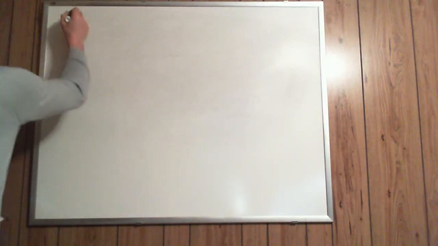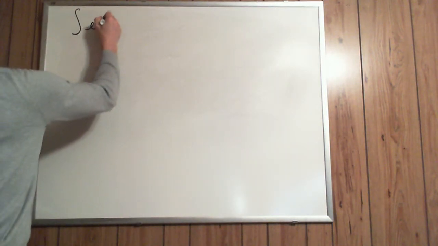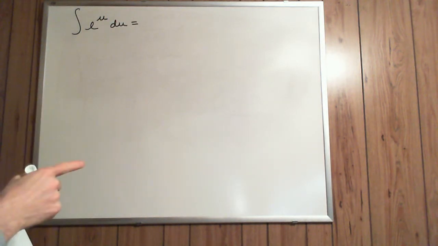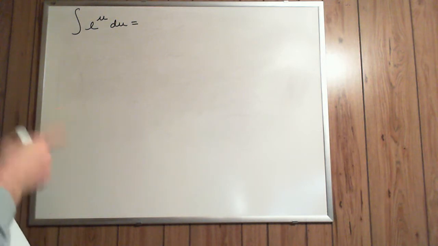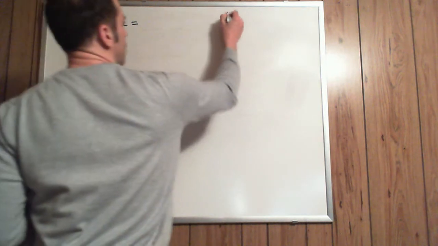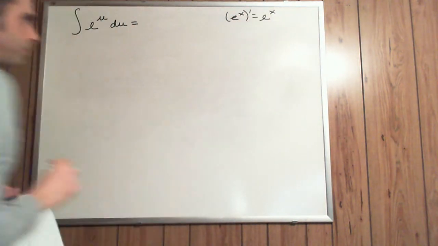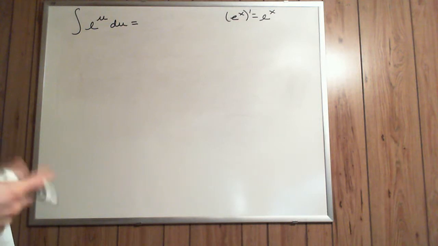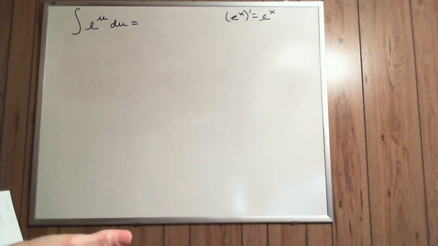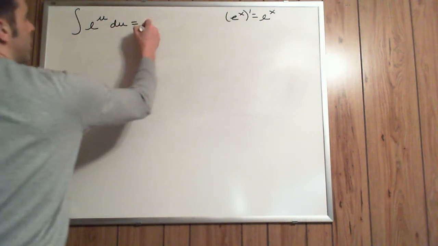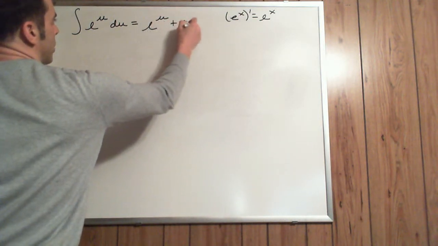Okay, so here in this video we're going to tackle the remaining indefinite integrals. The indefinite integral of e to the u du. Remember, we're looking for a function whose derivative is e to the u. We'll recall that the derivative of e to the x is e to the x. So a function whose derivative is e to the x is e to the x. Therefore, the indefinite integral of e to the u du is e to the u plus c.